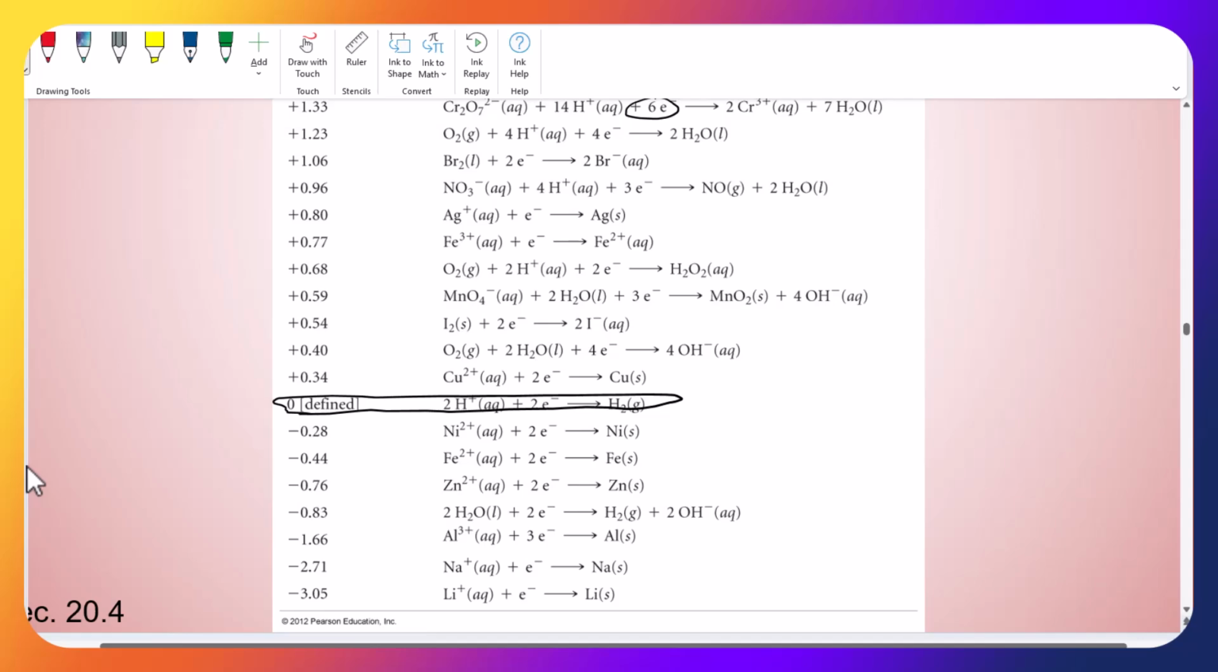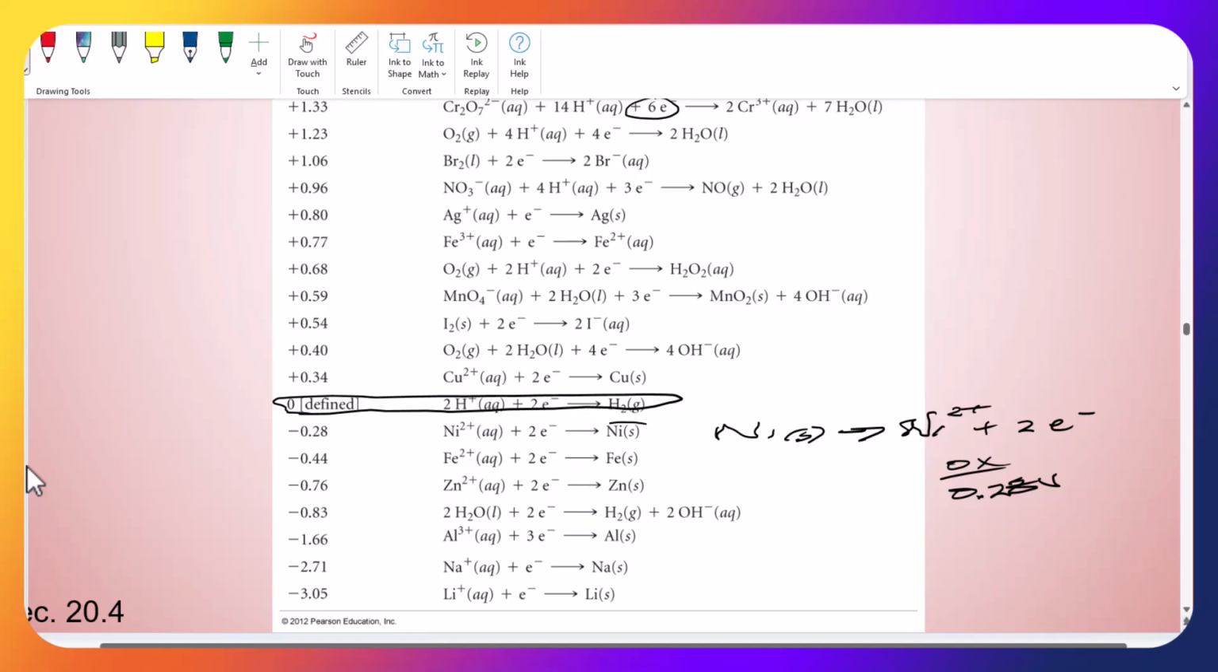sodium and lithium, all of these have very negative standard reduction potentials, which means that, for instance, if I looked at nickel, nickel solid would much rather be oxidized to nickel 2+ plus a couple of electrons. If the reduction potential is minus 0.28, then the standard oxidation potential would be a positive 0.28 volts for nickel metal.